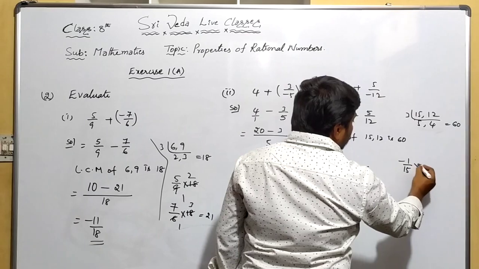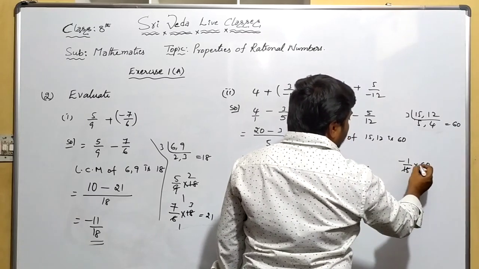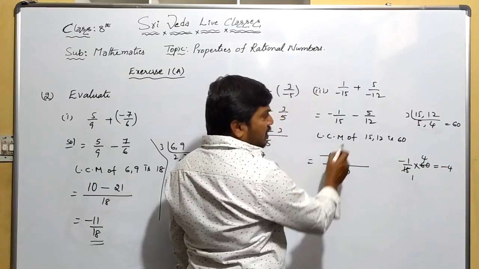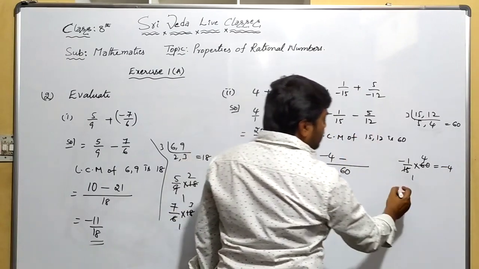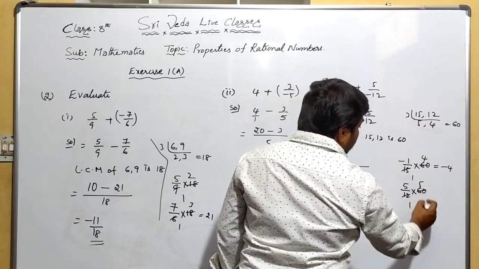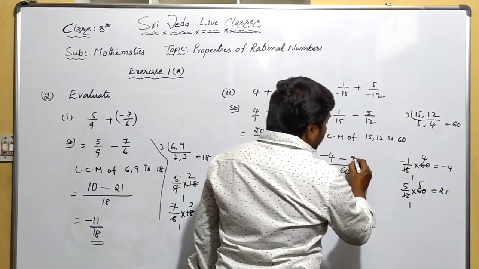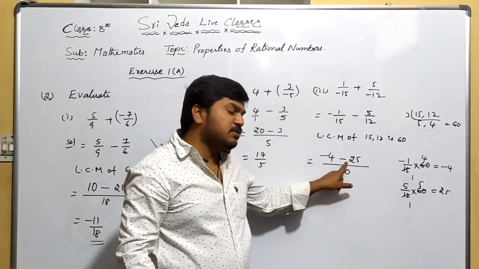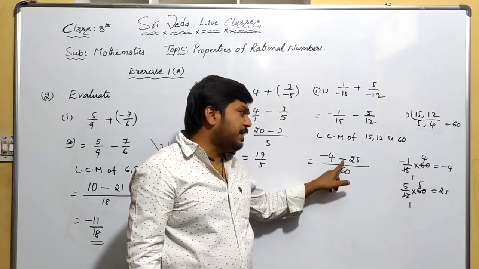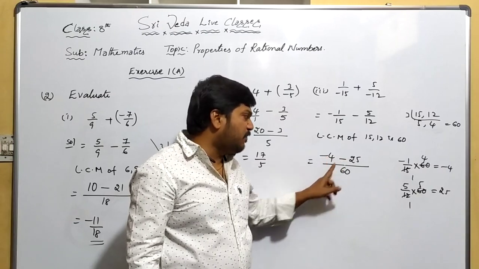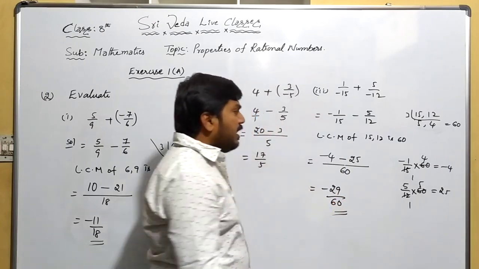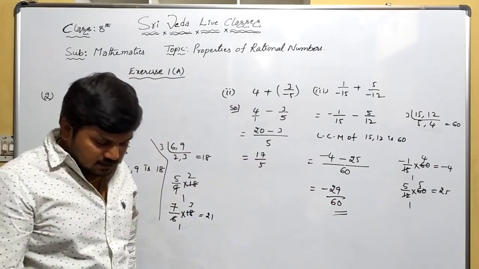Next, what is that first fraction? Minus 1 by 15 into LCM 60. 15 ones are 15, 15 fours are 60. So 4 into minus 1 is minus 4. You can write it as minus 4. What is the symbol here? Minus. Next, 5 by 12 into 60. 12 ones are 12, 12 5s are 60. So 5 5s are 25. Now you see that minus 4 minus 25. Here both are negatives. So minus 4 minus 25, I'll get minus 29 by 60. So it is also a rational number, right? So like this you can solve that.